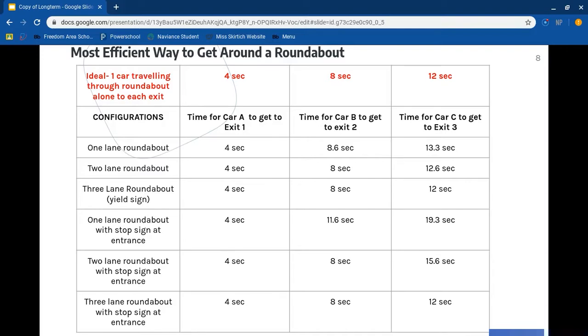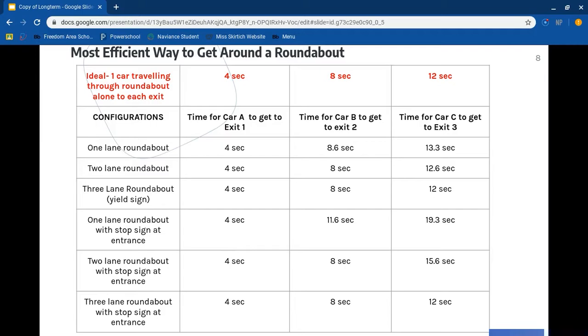That's because it takes the car 0.6 seconds to wait for the next car to go. So for car B, it has to wait 0.6 seconds to get past car A. And for car C, it has to wait that 0.6 seconds 2 times because it has to wait for A and B. So that would add up to 1.2 seconds, which is around 12 seconds and 13.3 seconds respectively.